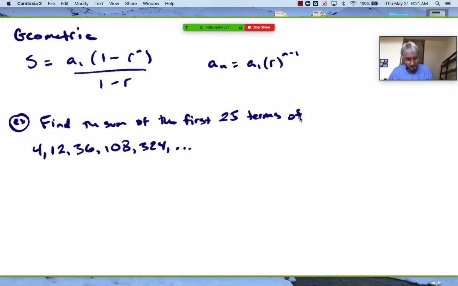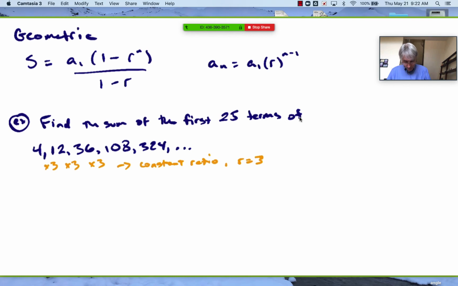So the recognition here is that as I go from term to term, the pattern is times 3, times 3, times 3. And the fact that there's this constant ratio, where I'm multiplying by the same thing from term to term, tells me that it's geometric, as opposed to constant difference, which was the vocabulary for arithmetic.